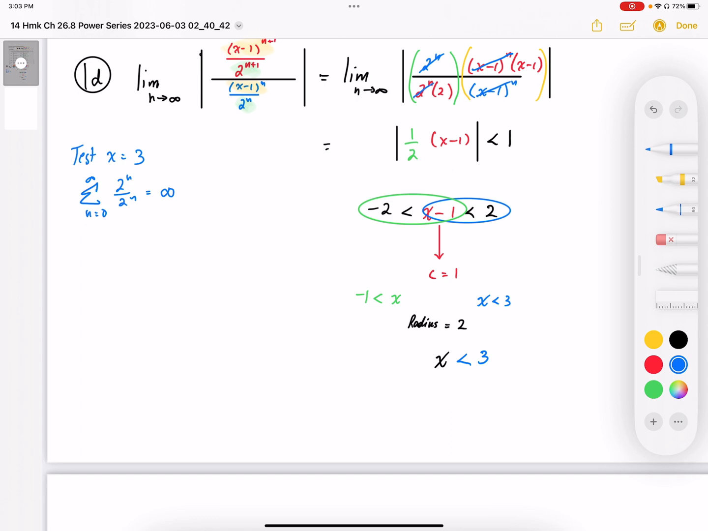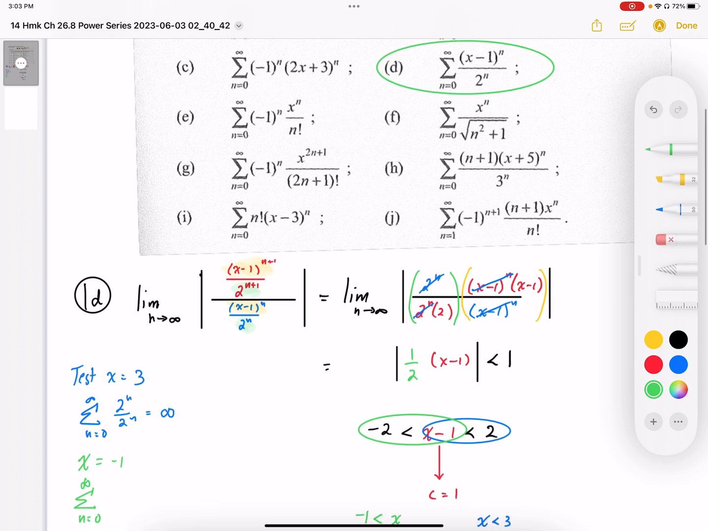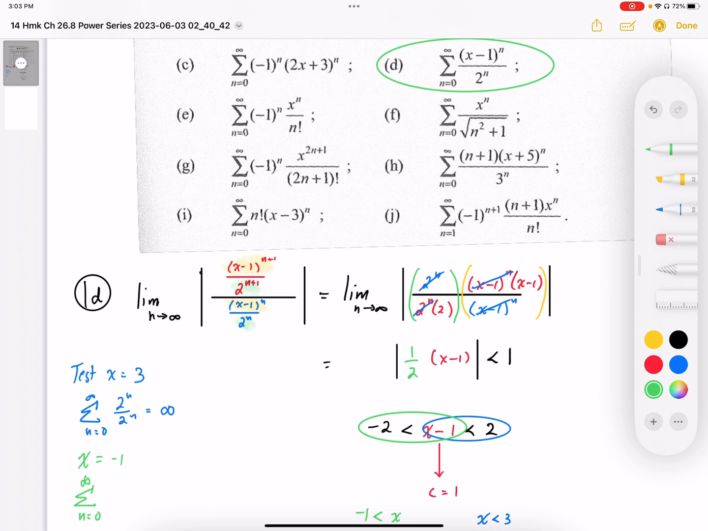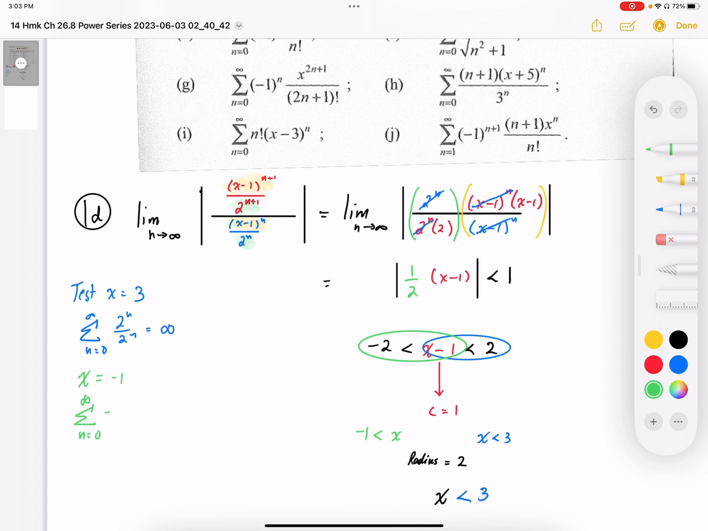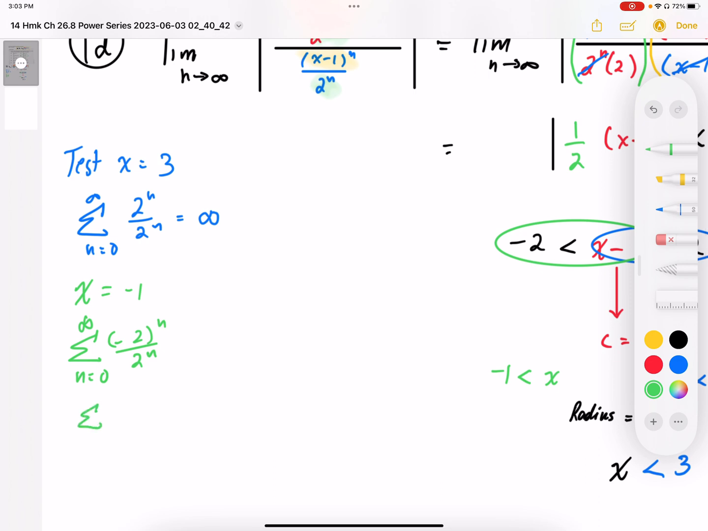So then we go ahead and test the left-hand endpoint. So x is equal to -1, and we're going to plug that into our series. So at x equals -1, we're going to end up with (-2) to the power n over 2 to the power n. So we could simplify this, and it becomes an alternating series. We're going to have an alternating series of (-1) to the power n, so it just goes +1, -1. This still is divergent.